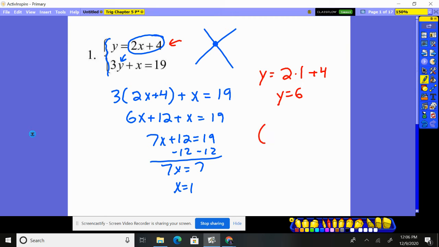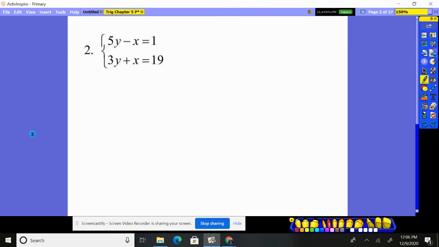So we have our two values. So we have the ordered pair. Where they cross is at the ordered pair (1, 6). So x is 1, y is 6. That will make both this equation true and that equation true. And that's what we're looking for. The points that will make them both true.